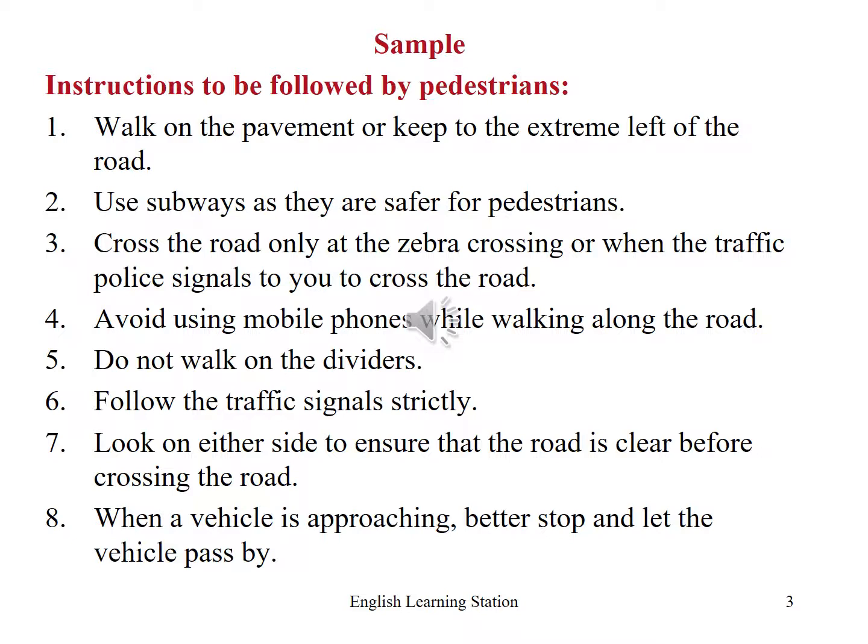Here is an example that has been done for you. The following are the instructions to be followed by pedestrians. Number 1. Walk on the pavement or keep to the extreme left of the road. Number 2. Use subways as they are safer for pedestrians. Number 3. Cross the road only at the zebra crossing or when the traffic police signals to you to cross the road. Number 4. Avoid using mobile phones while walking along the road. Number 5. Do not walk on the dividers.